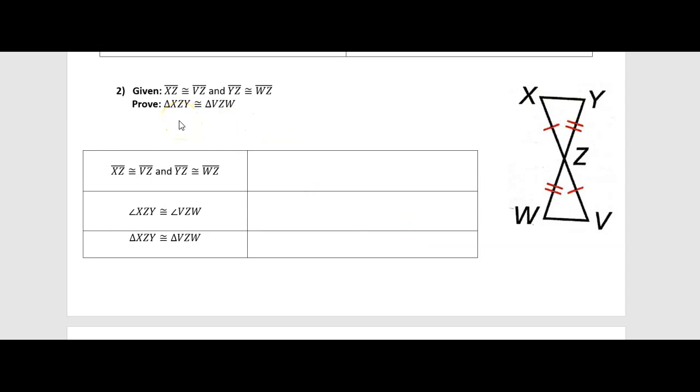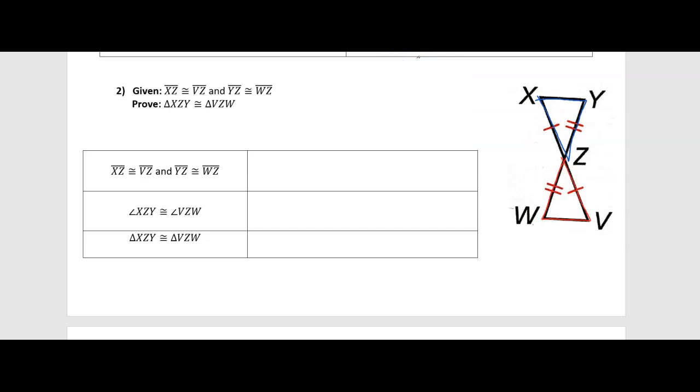So we are given that segment XZ is congruent to segment VZ. Those are already ticked off on our diagram. We're then told that segment YZ is congruent to segment WZ. Those are ticked off with 2 tick marks on our diagram. And we are trying to prove that the triangles are congruent. So we're trying to prove that this blue triangle is congruent to this red one.